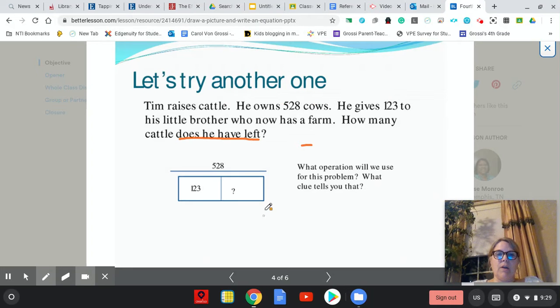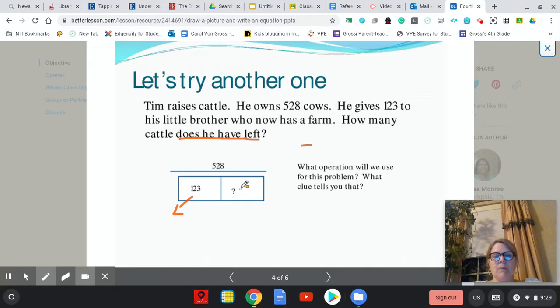Now, here's your bar model. Notice this is a little bit different. We know this number at the top. We know the total cows that he had to begin with, right? He had 528. Then he gives away 123. So they create this box where there's 123 that are going to go away. I'm just going to draw a little arrow there. We're giving those away. And they want to know how many are left of that total 528.